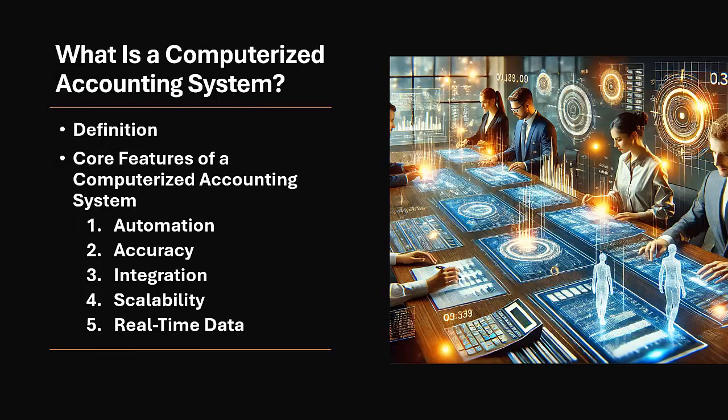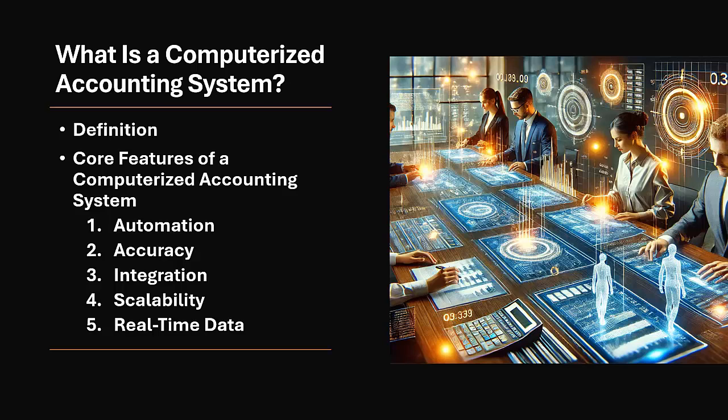What is a computerized accounting system? A computerized accounting system is software designed to record, manage, and report a business's financial transactions and data digitally. Unlike manual bookkeeping, where entries are written down by hand, computerized systems use automation to streamline processes like recording journal entries, maintaining ledgers, generating reports, and ensuring compliance with accounting standards.